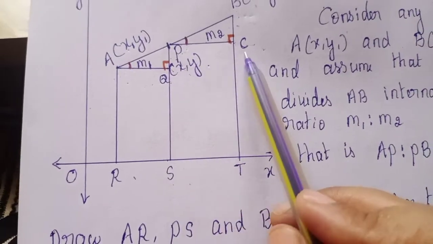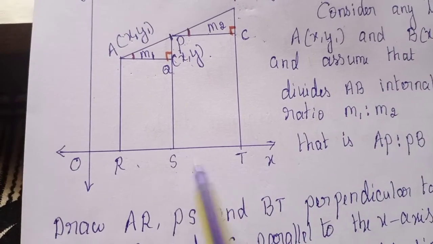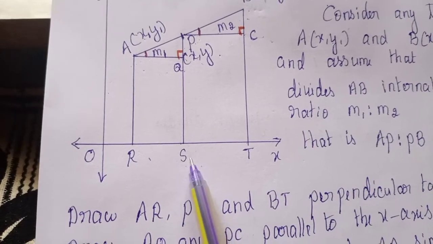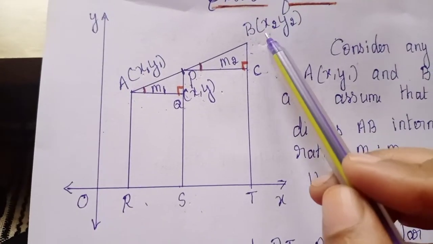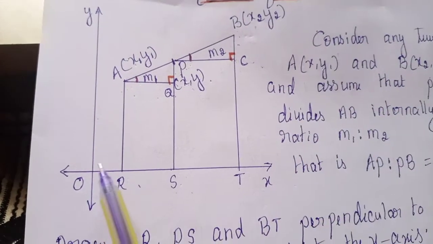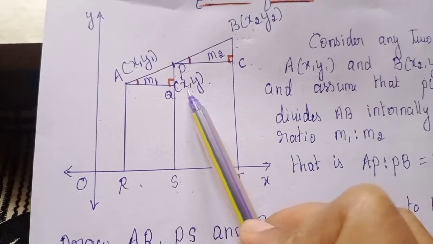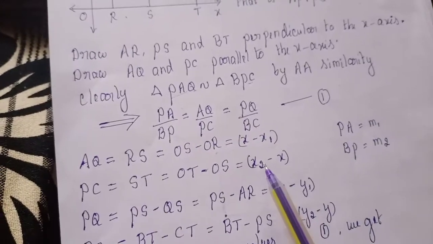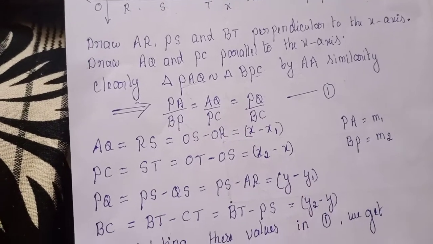Next, PC. PC can be written as ST, and ST can also be written as OT minus OS. OT lies on the x-axis, so OT is x2, and OS is x. So I got PC as x2 minus x.